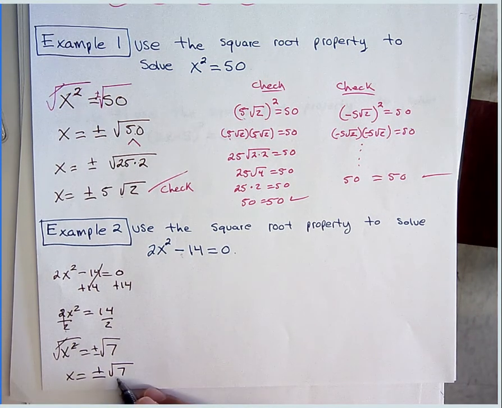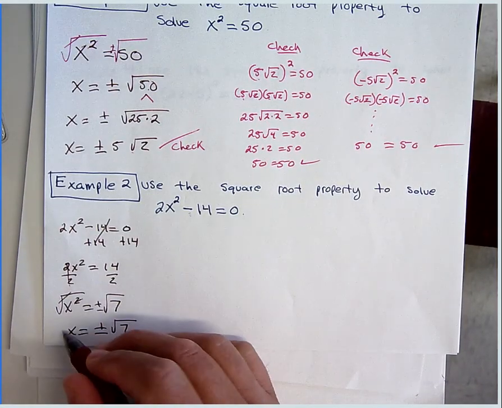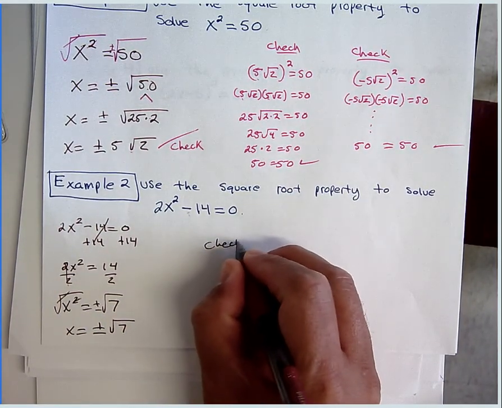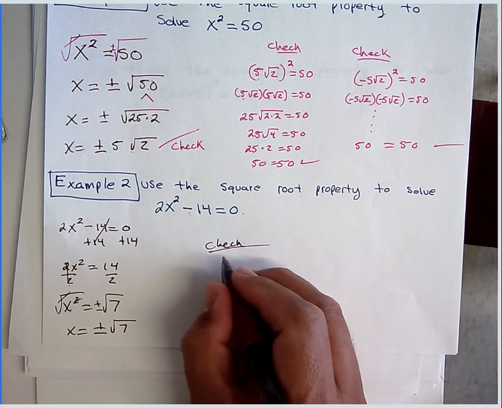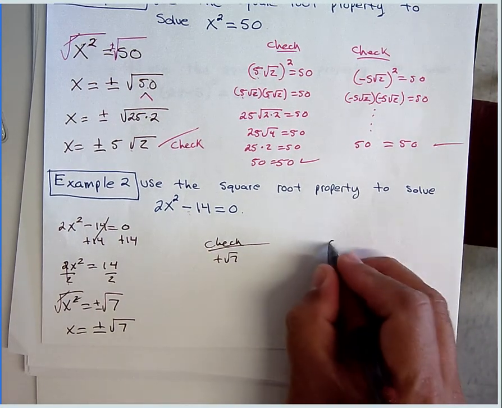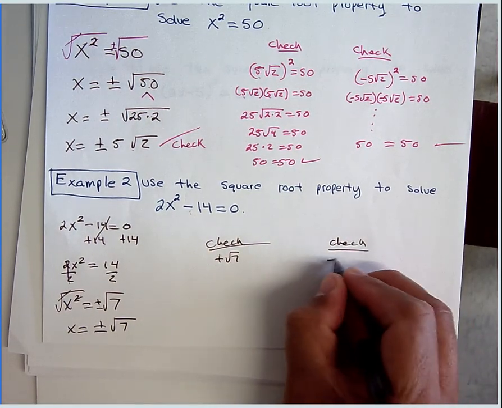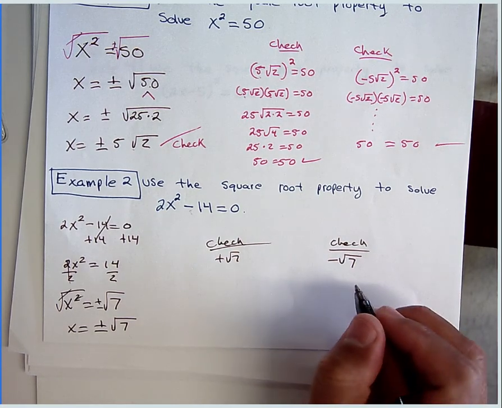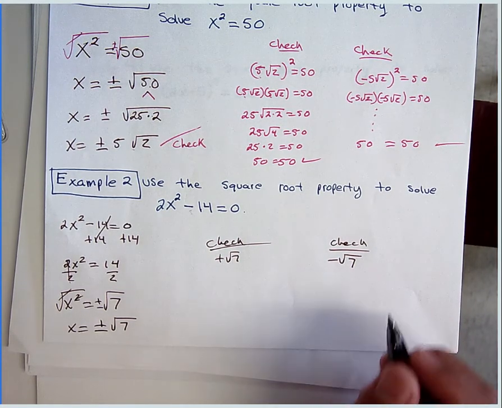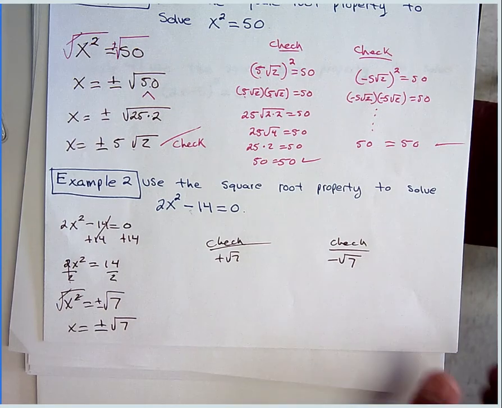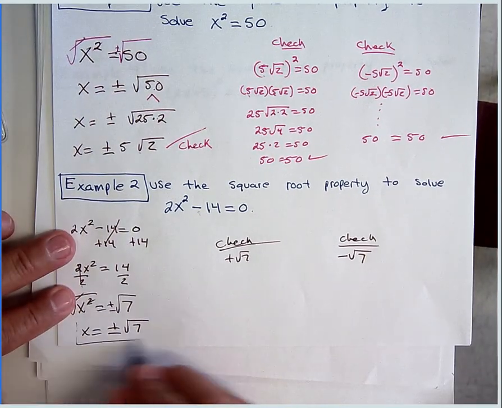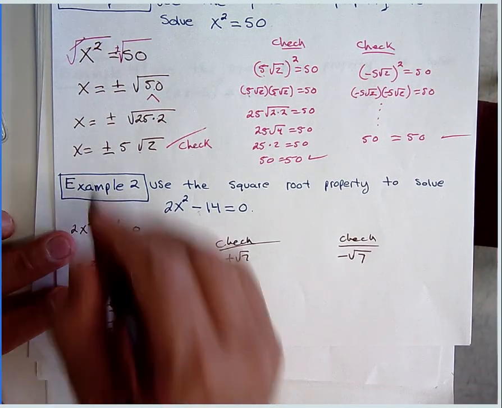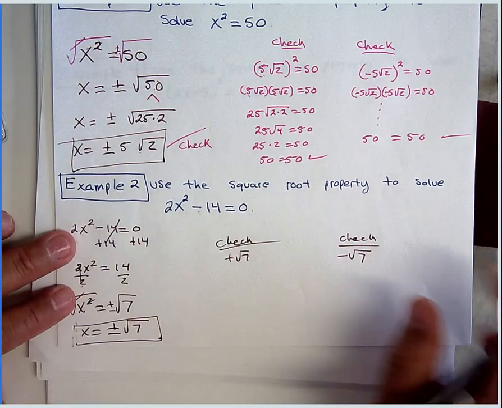You could check again. I'm not gonna check, but you could do the check for the positive square root of 7 and the check for the negative square root of 7. Alright, so let's do example 3. So that would be the answer, and this is the answer for this one.